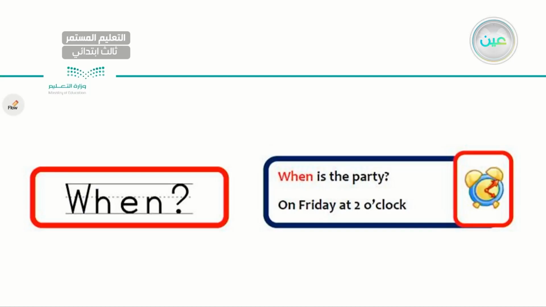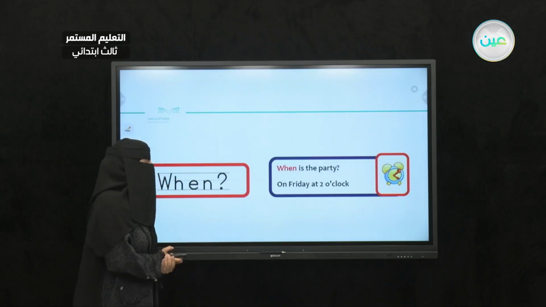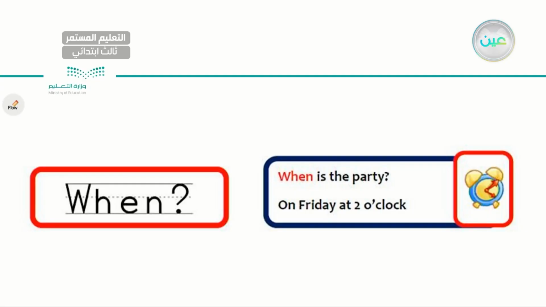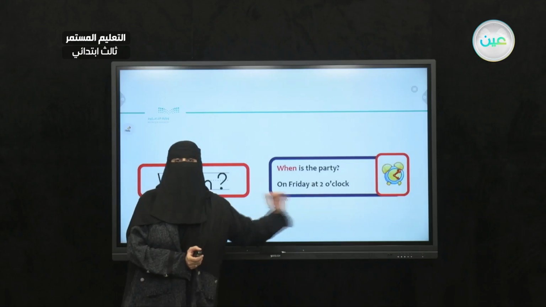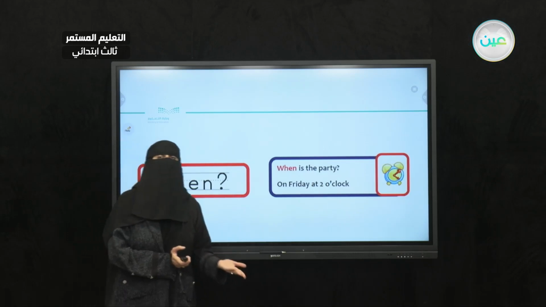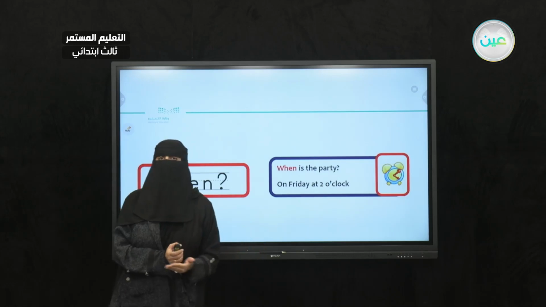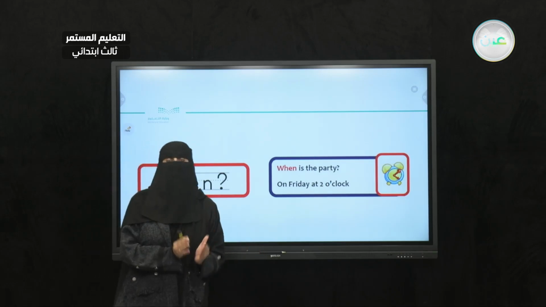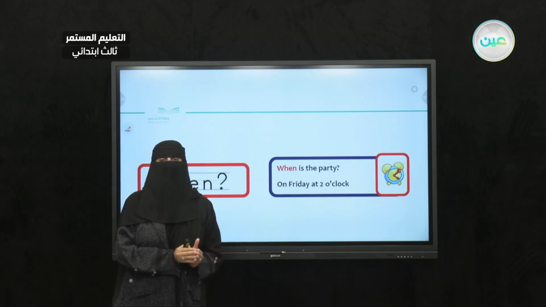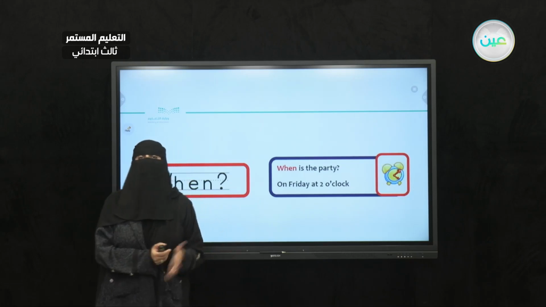When, we use when if we want to know about the time. Let's read the question. When is the party? On Friday at 2 o'clock. So here I gave a time. I use when to ask about the time. When do you wake up? When do you go to bed? When do you go to work? You will probably give me an answer that indicates a time. 6 o'clock in the morning, 5 p.m., Saturday evening, and so on.